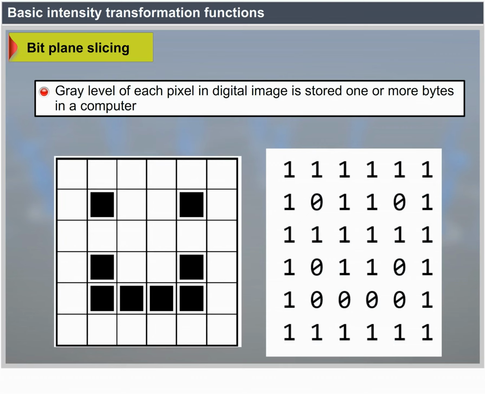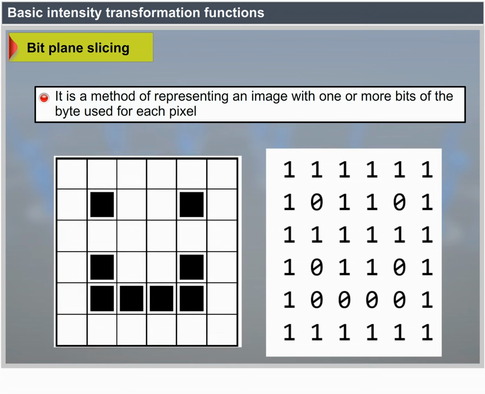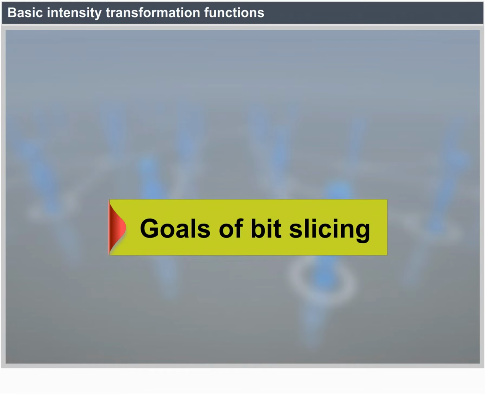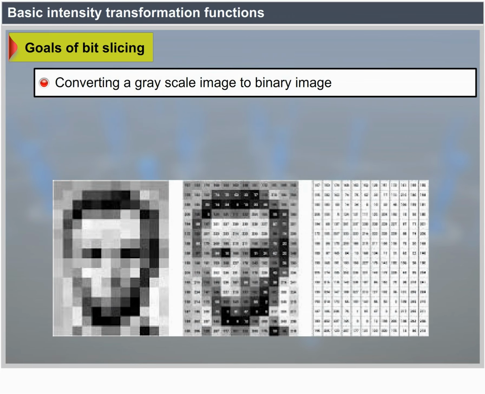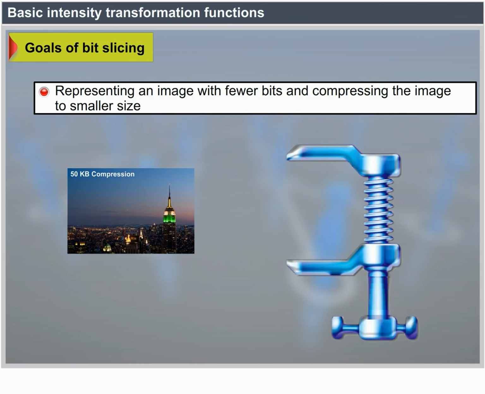Bit plane representation of a digital image. For example, in an 8-bit image, 0 is encoded as 00000000 and 255 is encoded as 11111111. Any number between 0 and 255 is encoded as 1 byte.